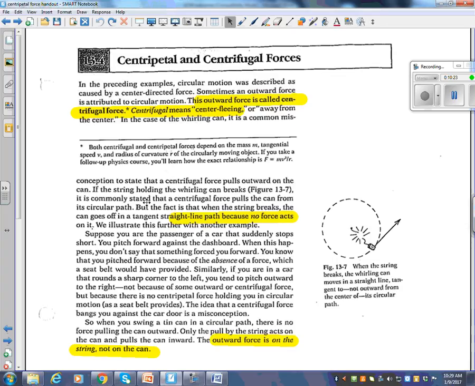If the string holding the whirling can breaks, it's commonly stated that a centrifugal force pulls the can from its circular path. But the fact is that when the string breaks, the can goes off in a tangent straight line path because no force acts on it. We'll illustrate this further with other examples. So just as Carter said, when I let go, where should I let go, Carter?